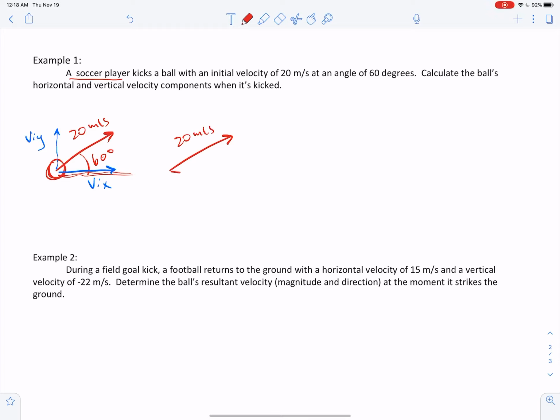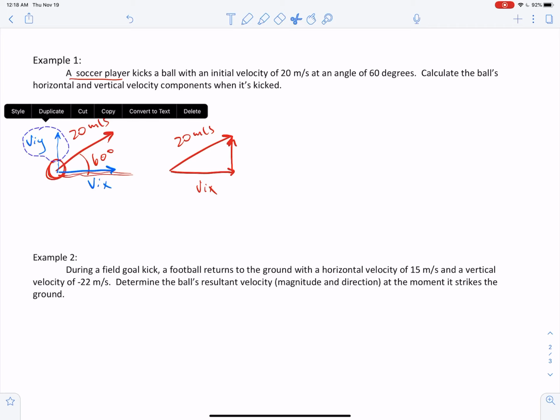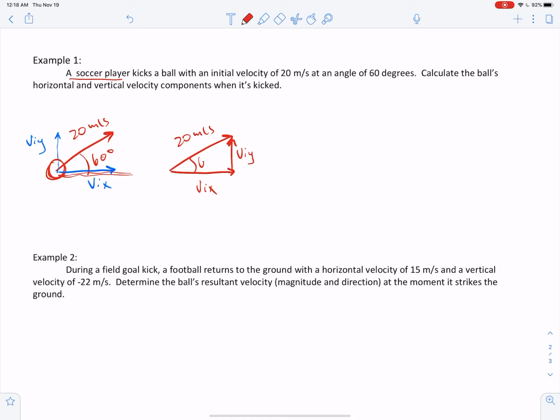I'm going to have my original 20 meters per second velocity, and then I'm going to keep VIX on the bottom, but I'm just going to move the VIY over to here. So specifically, I'm imagining that I could take this vector here and move it over to there, right? That's the triangle I'm creating. So here is now VIY, and this angle is 60 degrees. Okay, VIX is going to be the adjacent to my 60 degrees. VIY is going to be the opposite to my 60 degrees. And 20 meters per second is going to be the hypotenuse.